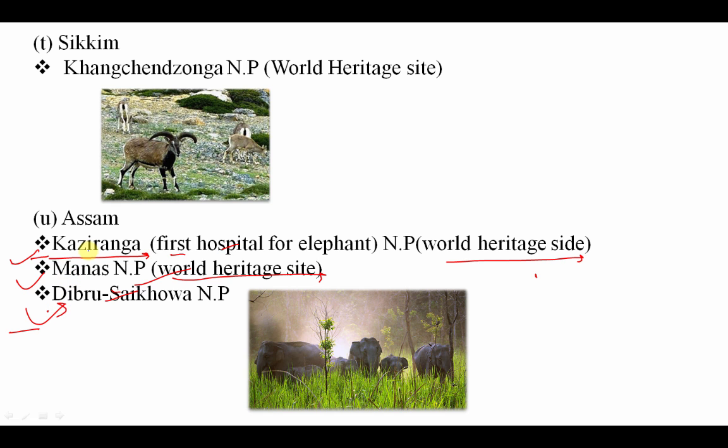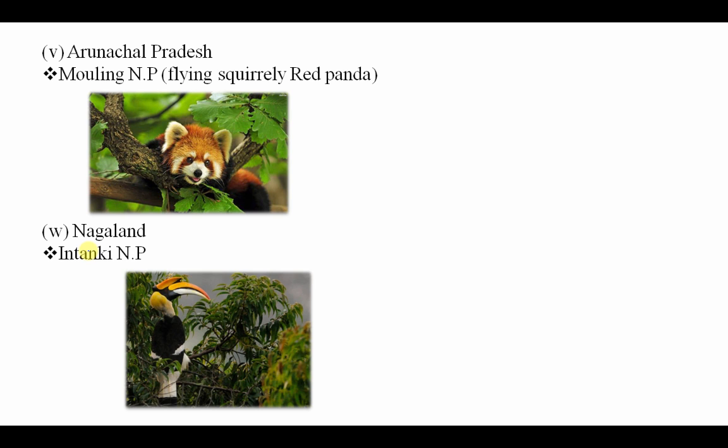And Kanchenjunga is in Sikkim. Now Arunachal Pradesh. There is Mauling National Park, which is famous for flying squirrels and red panda. It is in Arunachal Pradesh. Nagaland has Itanki National Park. Okay, so it is in Nagaland.